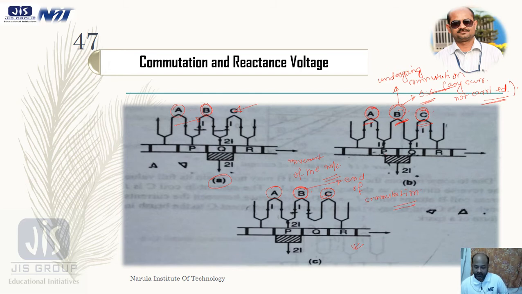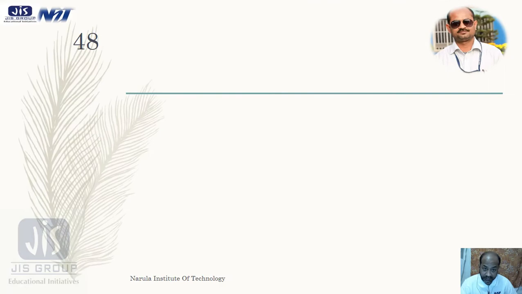Therefore, during the period of short circuit of coil B by a brush, the current in the short circuited coil should be reversed. This is the change that takes place in the winding elements during commutation, and the current is brought up to the full rated value in the reverse direction. If you see here, in A the direction of current was this before commutation. Now it has reversed. So the commutation has taken place.